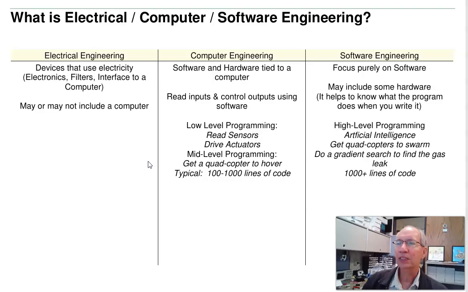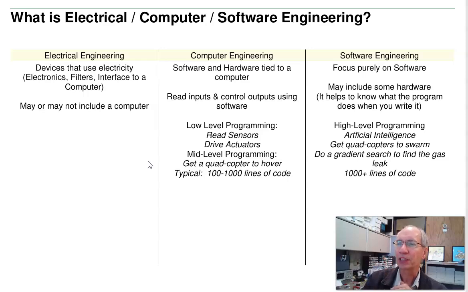Now, starting out, this is Circuits 1. It's one of the first courses you take in electrical, computer, and software engineering. In terms of what those are, electrical engineering covers devices that use electricity, which are electronics, filters, interfaces to computers. It may or may not include a computer. Computer engineering are electronic devices that include a computer. That's software and hardware tied together with a computer. You read the inputs and control the outputs and control those using software. That includes low-level programming, such as reading the sensors, driving the actuators. Mid-level programming, like getting a quadcopter to hover, typically 100 to 1,000 lines of code.